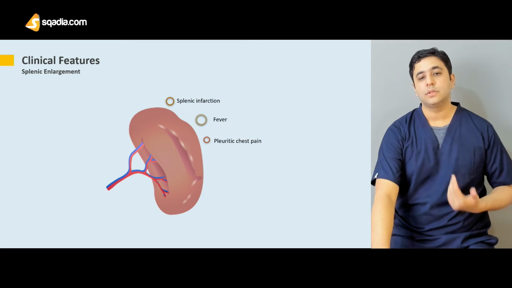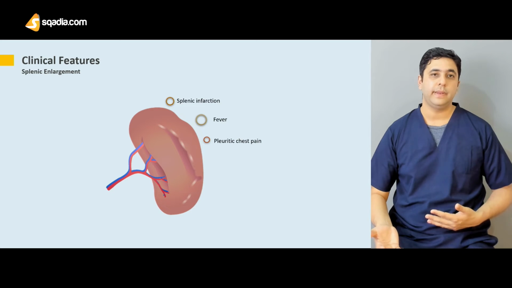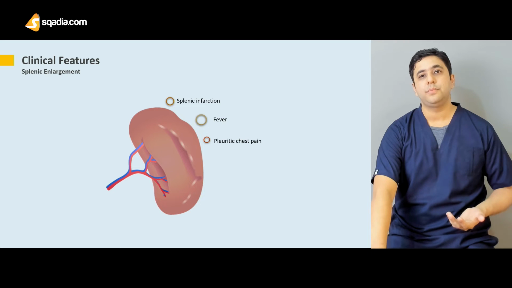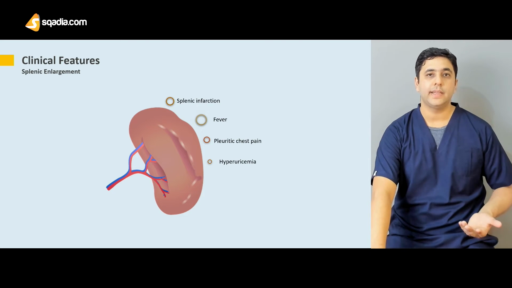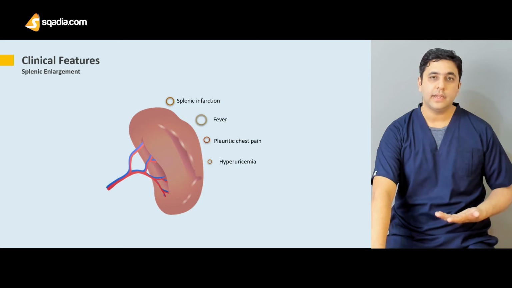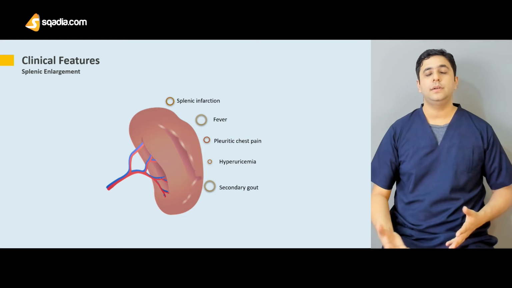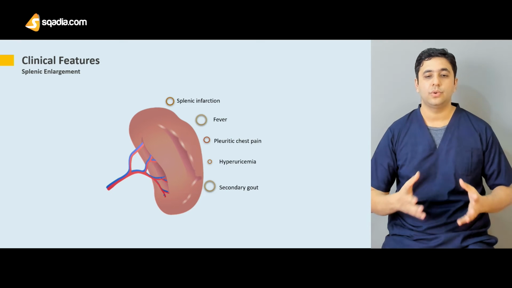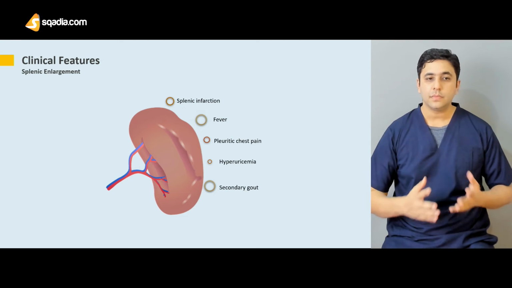Similarly, because of the rapid turnover of cells, because of the increased size of the spleen and increased hematopoiesis in the spleen, there is increased purine production from the rapid breakdown of the cells, and this can eventually lead to hyperuricemia, an increase in the uric acid content. This can lead to gout and certain other problems as well. Secondary gout can develop, and the patients then need to be on medication to control this hyperuricemia so that it does not lead to other problems.